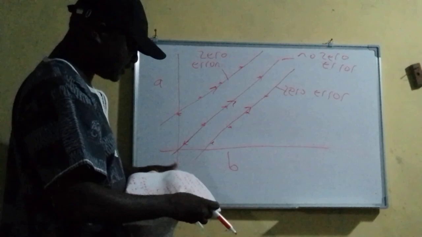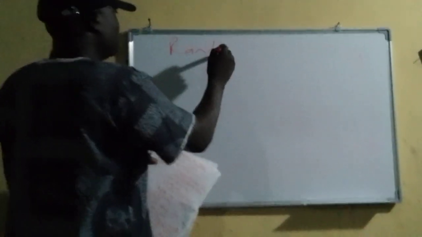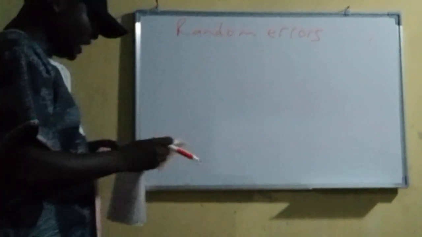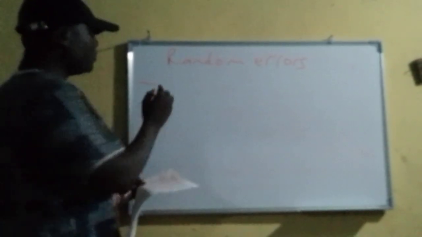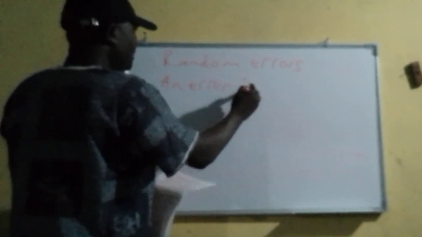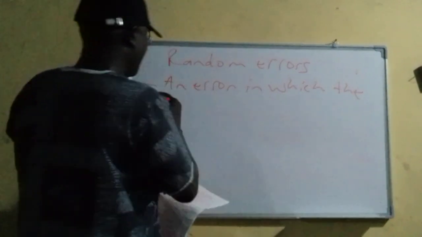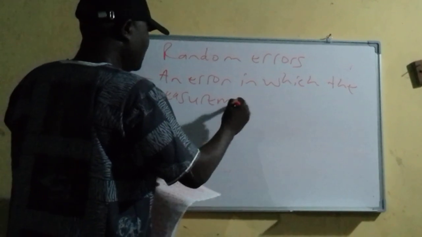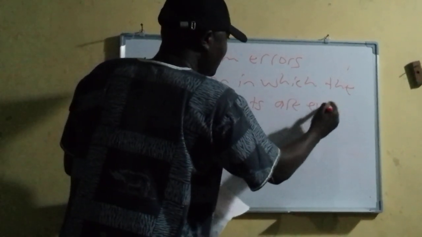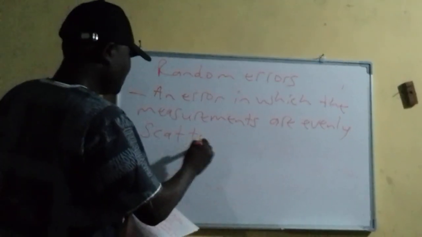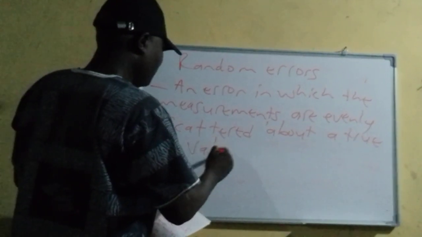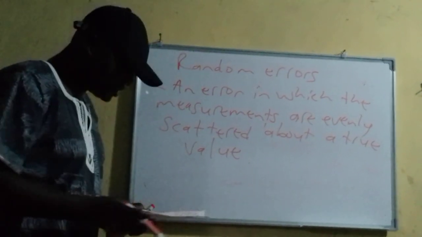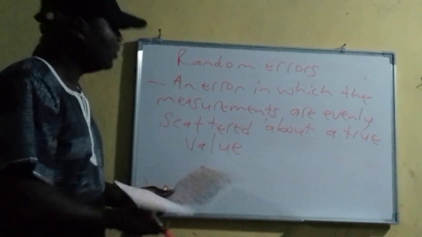Now we're moving on to random errors. This is an error in which the measurements are evenly scattered about a true value. That is basically how we can define random error, because it causes measurements to be evenly scattered about a true value.